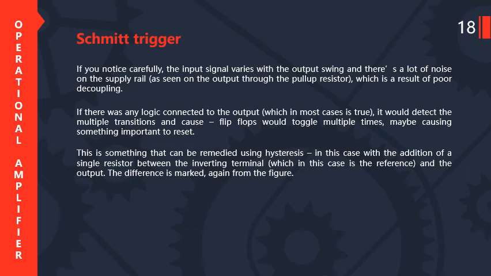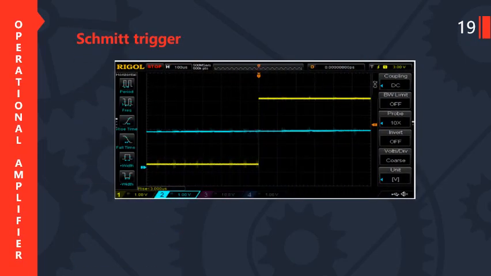In this case, with the addition of a single resistor between the inverting terminal and the output, the difference is marked again from the figure. So this is the figure for clean transition using hysteresis.